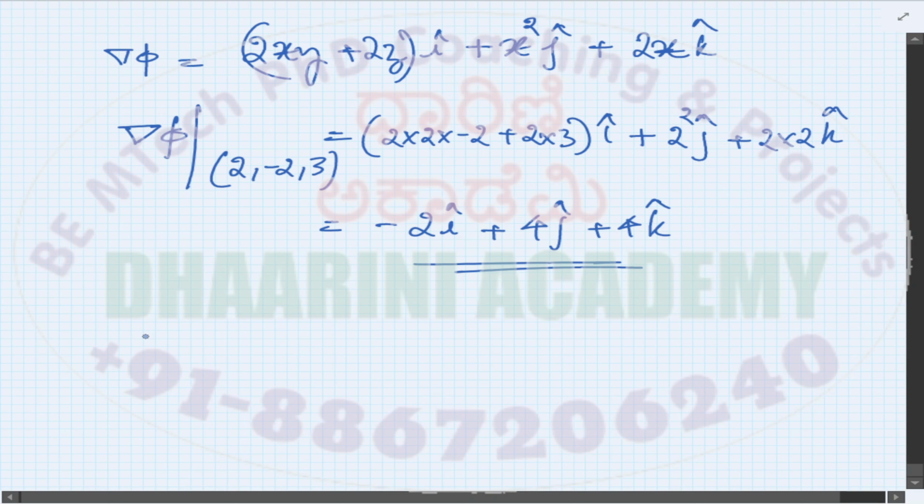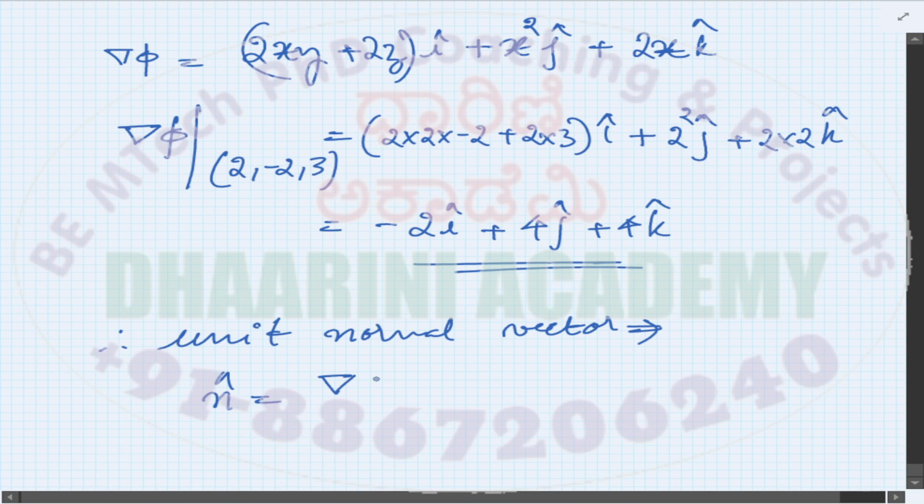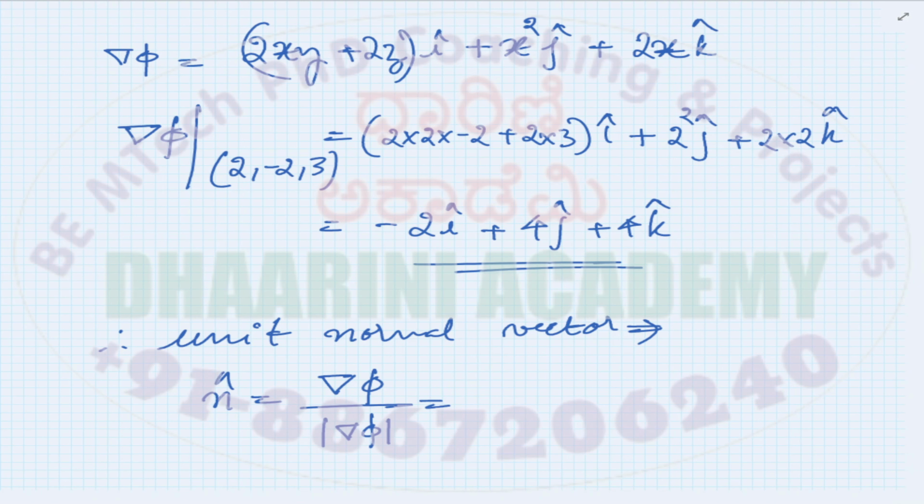But what they have asked for is the unit normal vector. Let's denote it as n cap, which is del phi divided by the magnitude of del phi. So we need to calculate the same thing now. So let's do that.